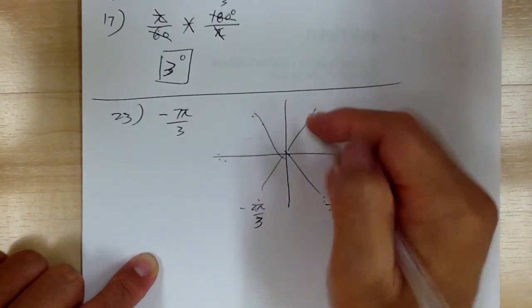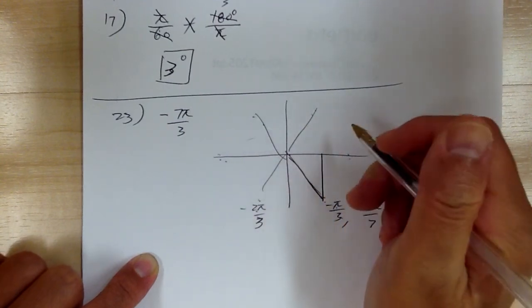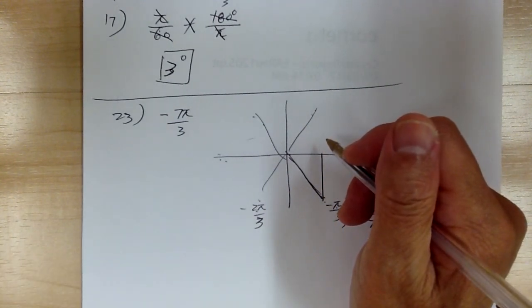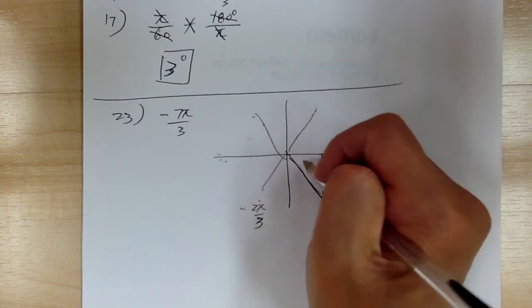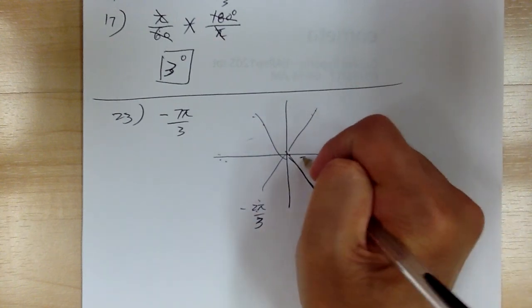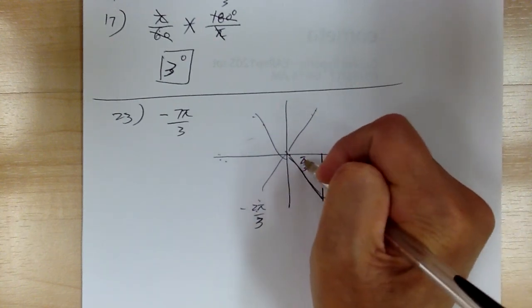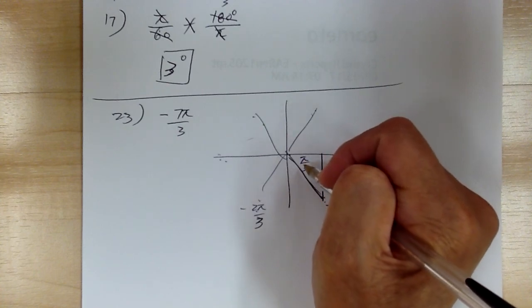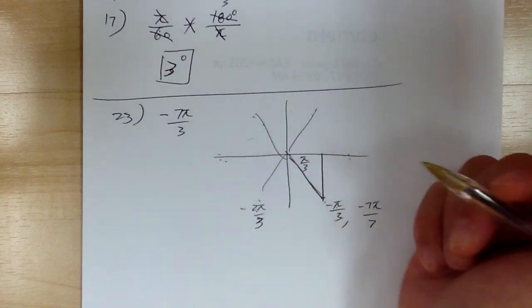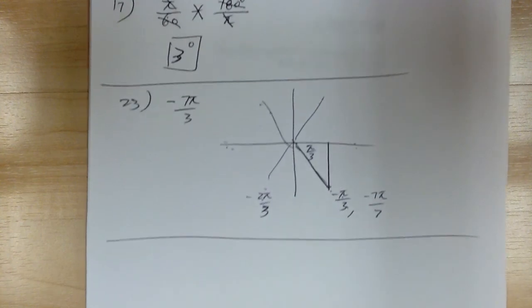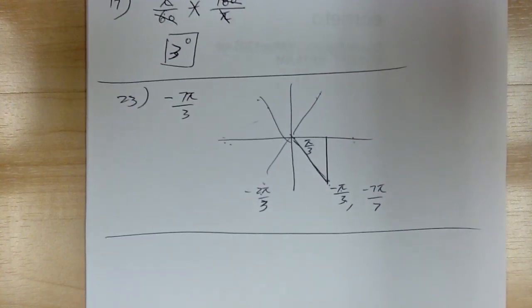So it's going to be right over here. And then over here, you sketch that, and this would be your pi over 3, right? This is your alpha. Okay. So make sure you know how to draw these. Okay, let's go to number 31.